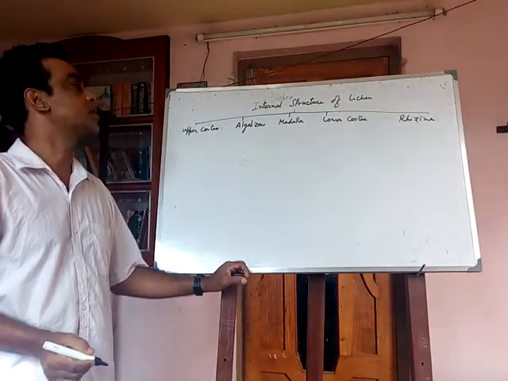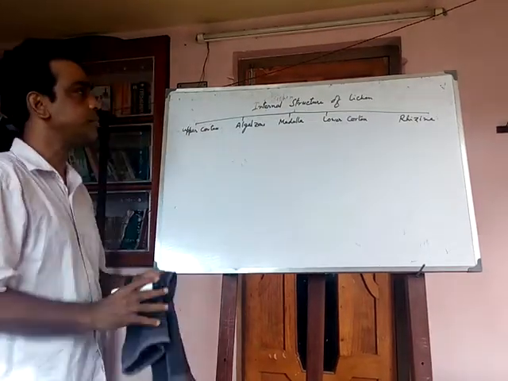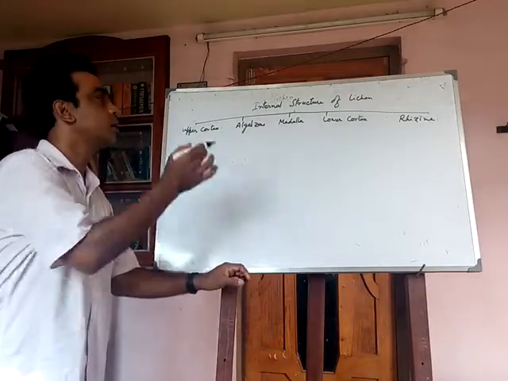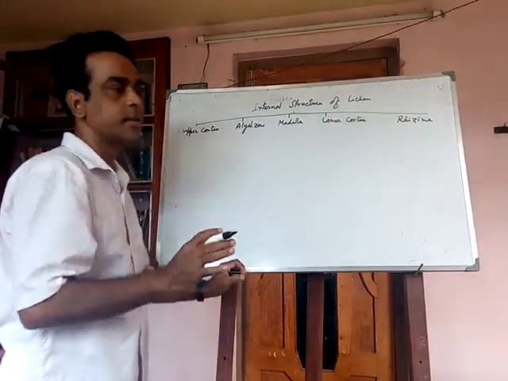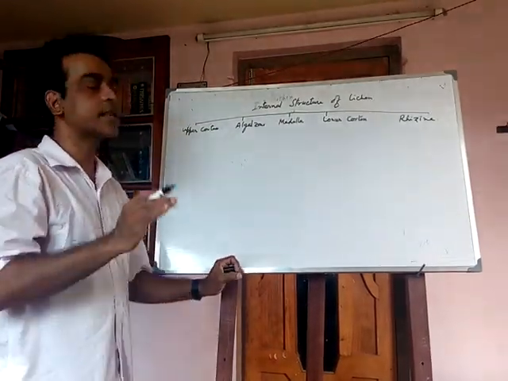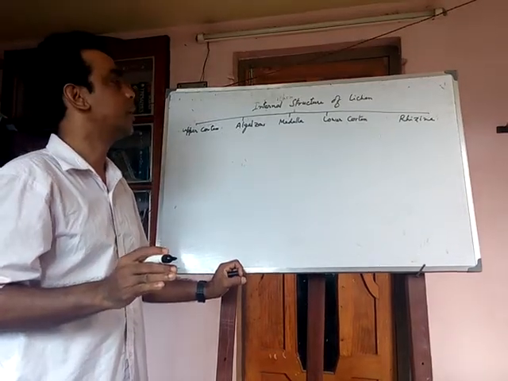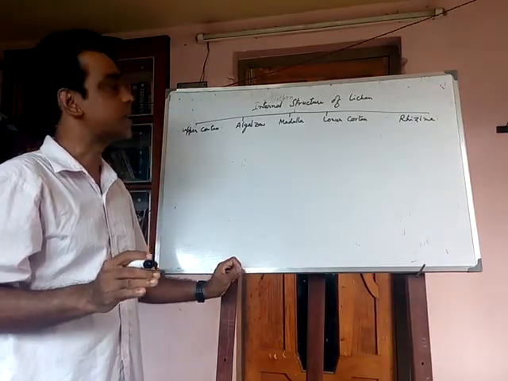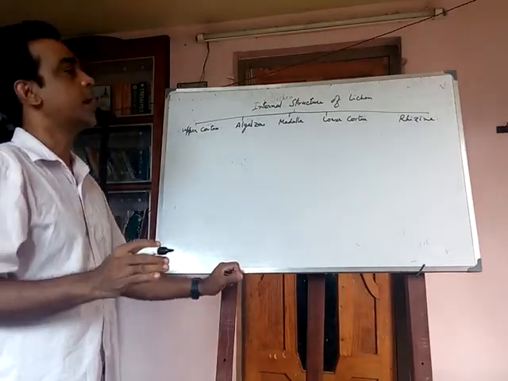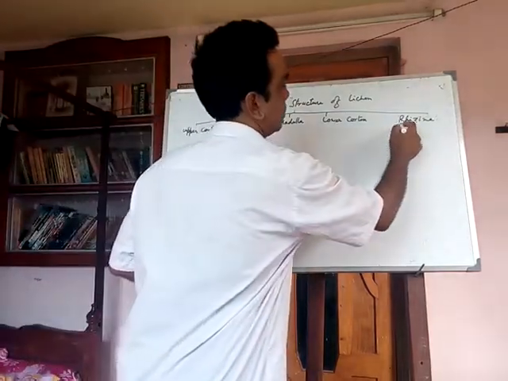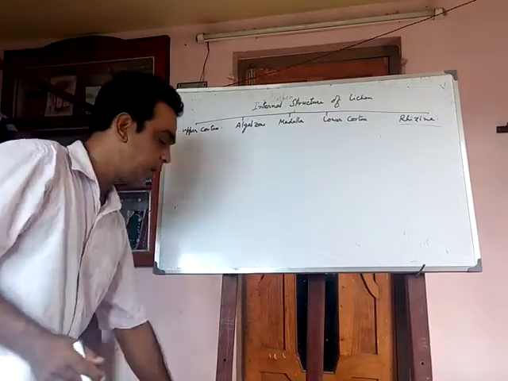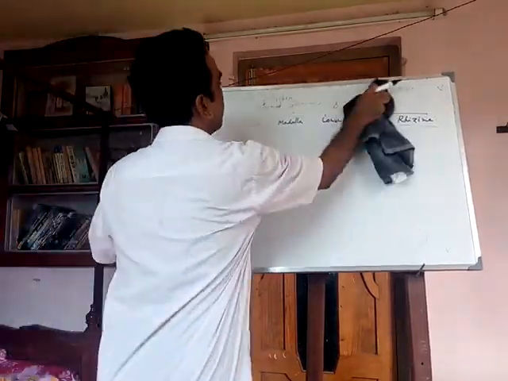The topmost layer of the lichen is called the upper cortex. The next layer, fully made up of algae, is called the algal zone. The next layer is made up of the fungal body, that is the medulla, and the lower cortex is made up of both organisms. The rhizine is also made up of fungal filamentous structure.